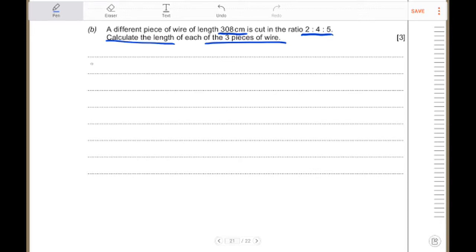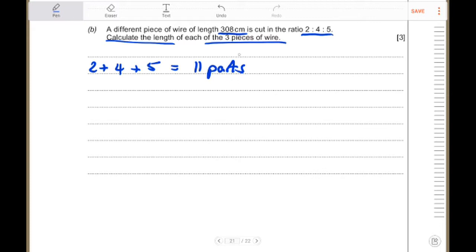The first thing we do is work out how many parts this ratio adds up to. So it adds up to 11 parts altogether. So basically we're cutting this wire essentially into 11 parts. 2 of those parts will make up the smallest bit of wire, 4 of those parts are the middle bit, and 5 parts will make up the last bit of wire. Obviously we're not going to cut up in 11 parts because you won't be able to join the wire back together, but you get the idea.